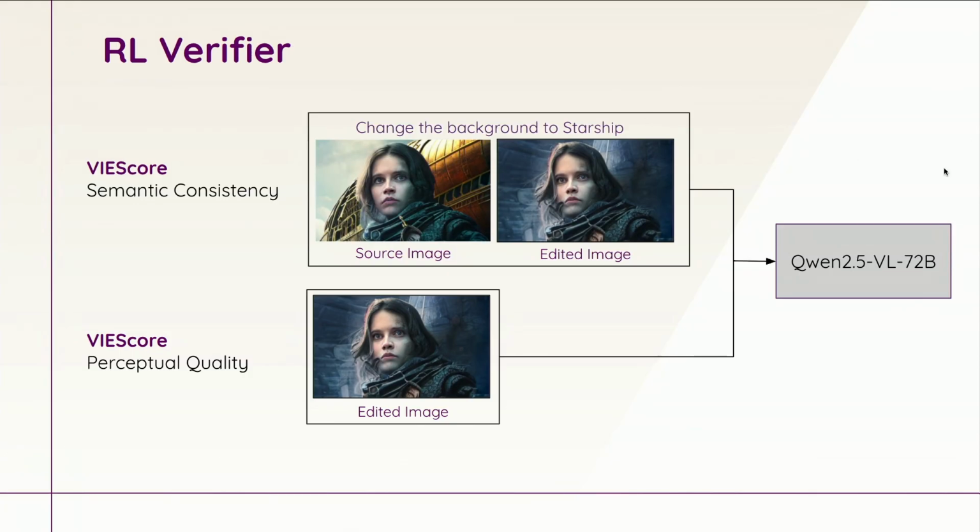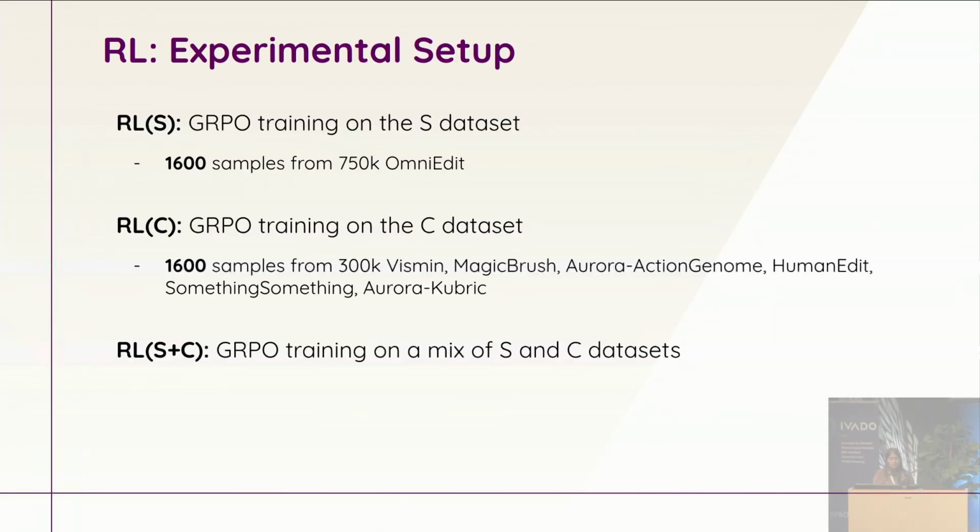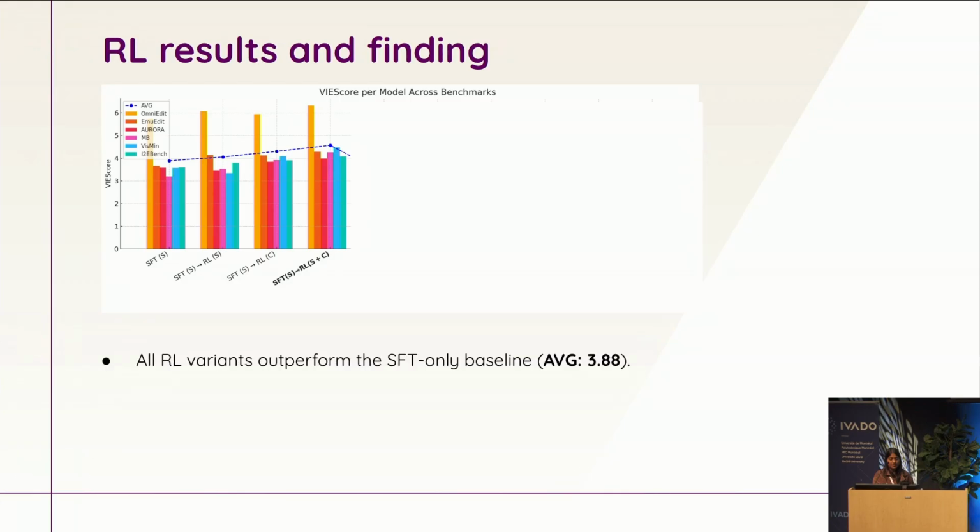So for the verifier, we used a pre-trained multimodal large language model, Qwen. So we did not fine-tune it for this specific task of image editing. This was just a pre-trained model. And we used basically this existing VIE score, which checks for a few different things. So semantic consistency, as in whether the edited image is following the instruction or not, and whether the perceptual quality or the image quality is good or not, right? And I'm going to skip the training details here because of lack of time.